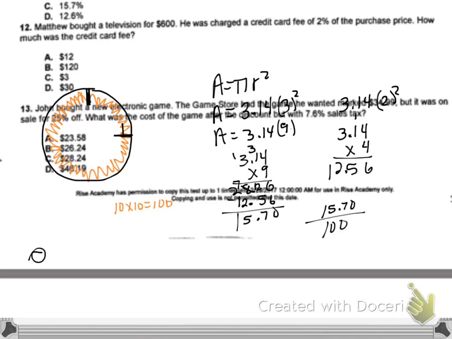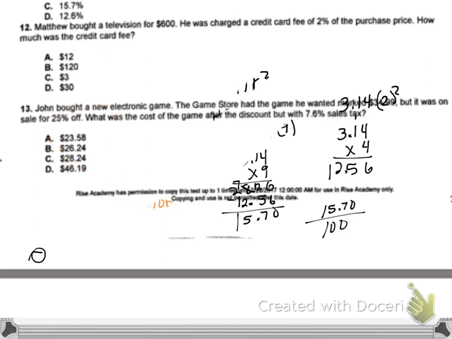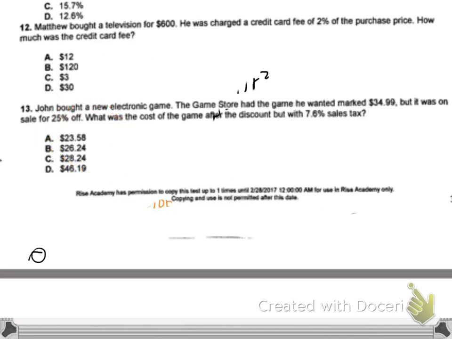Number 12. Matthew bought a television for $600. He was charged a credit card fee of 2% on the purchase price. How much was the credit card fee? So all it's asking me to do is to find 2% of 600. And of means to multiply. So 600 times 2%, or 2 hundredths. So it was $12. The answer is A.